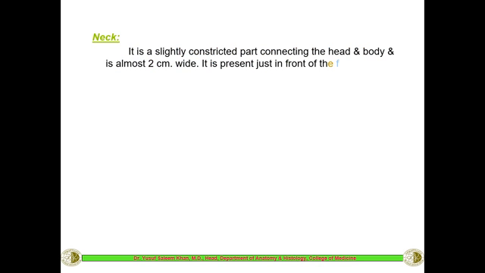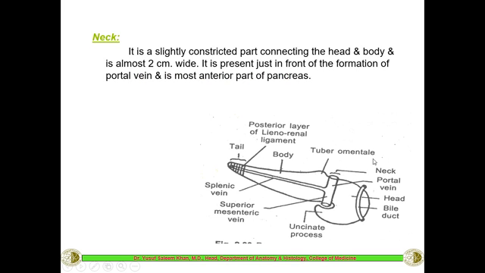Going to the next part, that is the neck. It is, as I said, a slightly constricted part. This is the picture seen from behind. This is the head and this is the uncinate process, and between the head and the body there is a slightly constricted part, that is called the neck of the pancreas, which is connecting the head as well as the body, and it is almost 2 centimeter wide, a very small part.